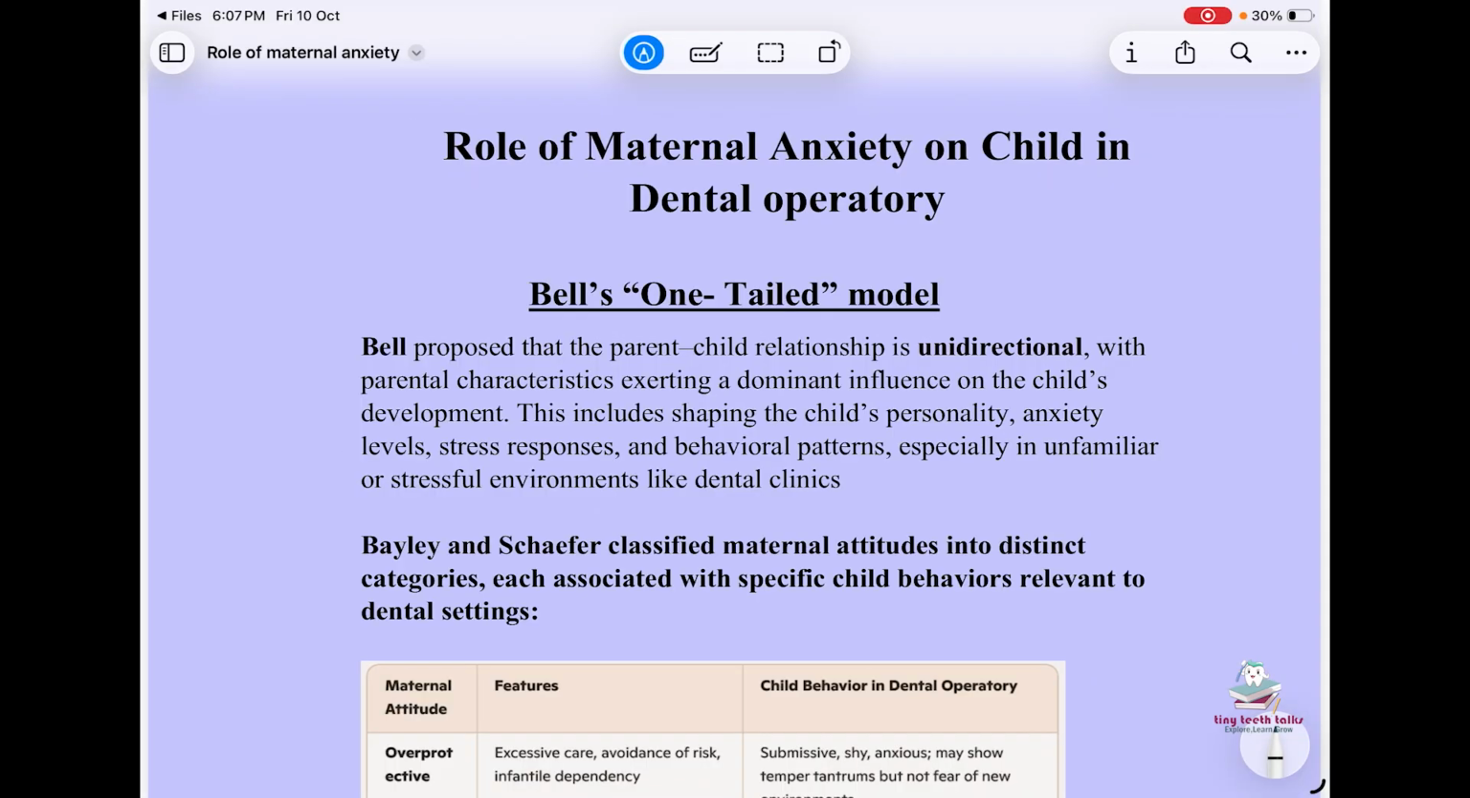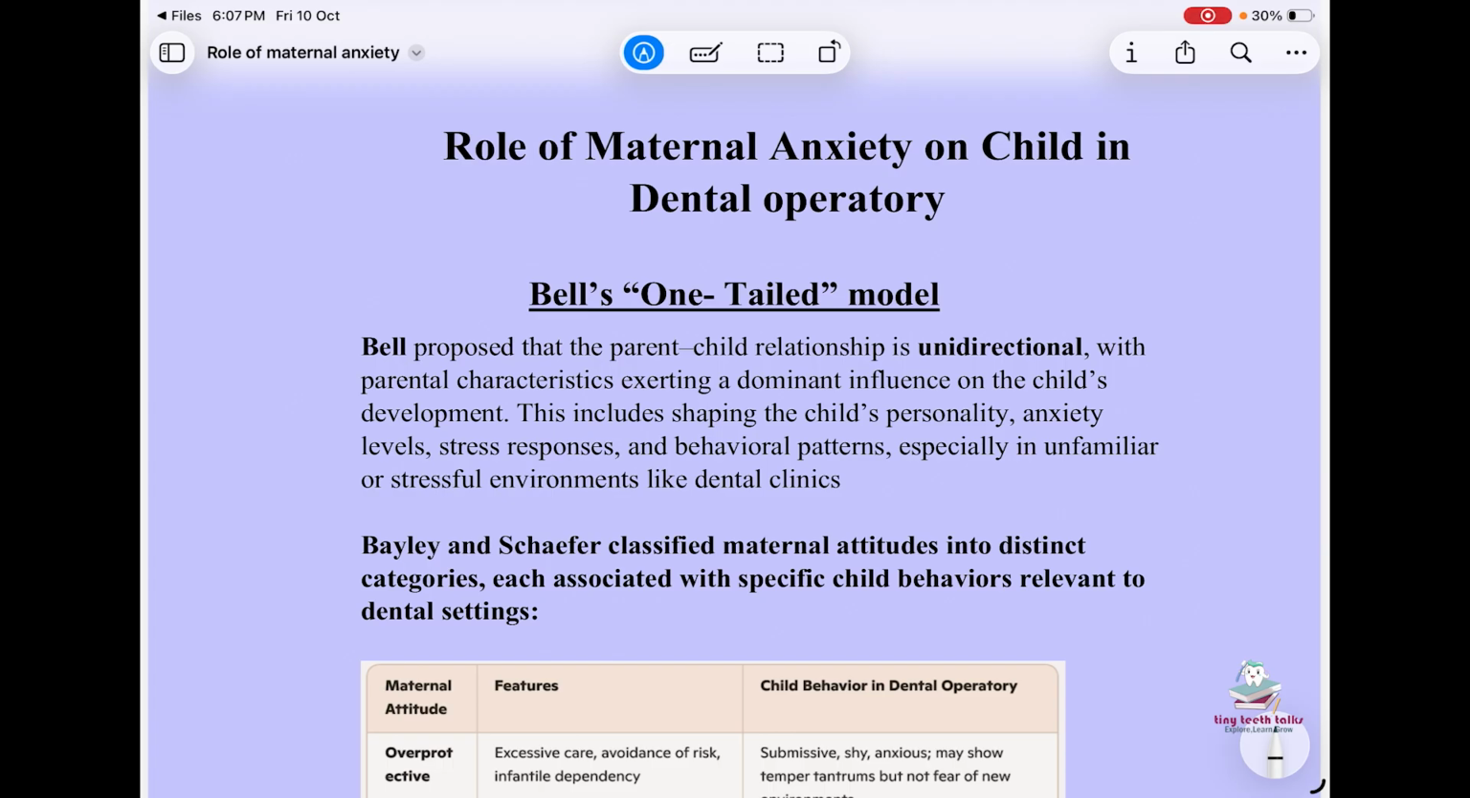Today we are going to cover a small but important topic, which is the role of maternal anxiety on the child in the dental operatory. Maternal anxiety is a critical psychosocial factor influencing a child's emotional and behavioral response in the dental operatory.